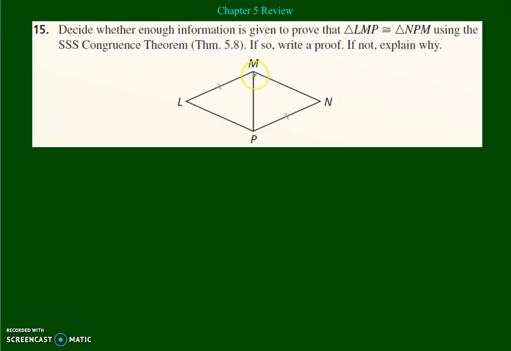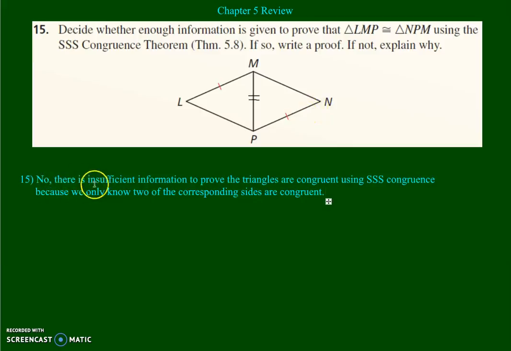So, we know that this side is congruent to this, so there's one side of 3. We also know that NP is congruent to itself by the reflexive property, but unfortunately we're not given any information about any of these angles. We're not told that any sides are parallel, so we really don't have enough information to show that LP is congruent to MN. So our final conclusion is, no, there is insufficient information to prove the triangles are congruent using side-side-side congruence because we only know 2 of the corresponding sides are congruent. And now on to problem 16.